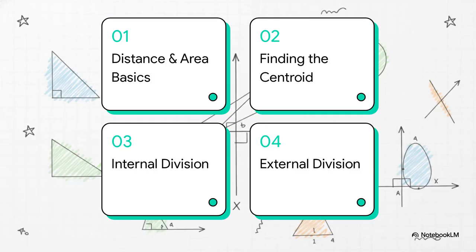Here is a quick look at today's agenda. 1. Distance and area basics. 2. Finding the centroid. 3. Section formula for internal division. And 4. Section formula for external division. Let's get right into it.